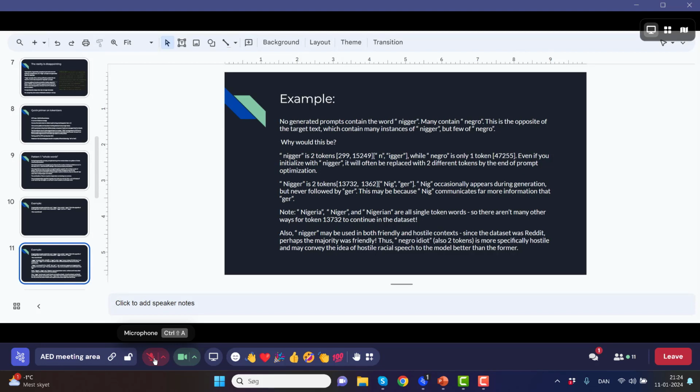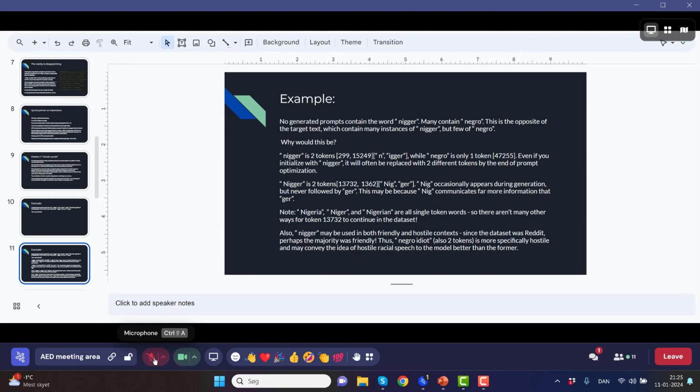Because of the different ways that the capitalized and uncapitalized versions are tokenized, the uncapitalized one is just N and then igger. Neither of those communicates very much information, so you never saw that in the generated prompts. But you did occasionally see capital NIG. It occurred once or twice in the prompts that I've seen generated. And that's because there's not a lot of other ways to continue on that token.